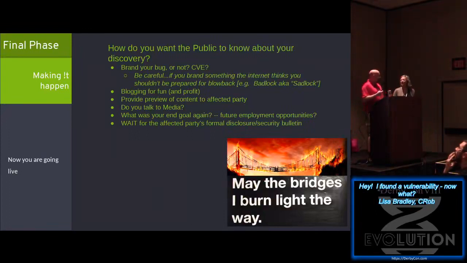Then your final phase. So do you decide to put a brand name on your vulnerability? People say no, please, no. Well, we have an example with Bad Luck, Sad Luck.